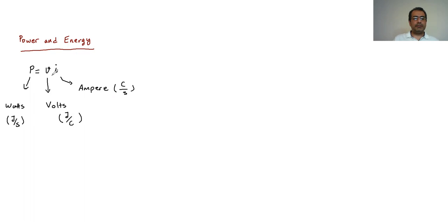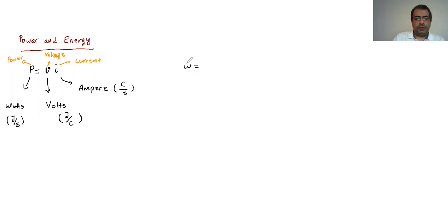So the power in the system is always voltage times current, and it's the change of energy per time. If you want the total energy, because it's energy per time, you integrate it over time, and it gives you the total energy. So W is the energy, P is the power, which is the current times the voltage.